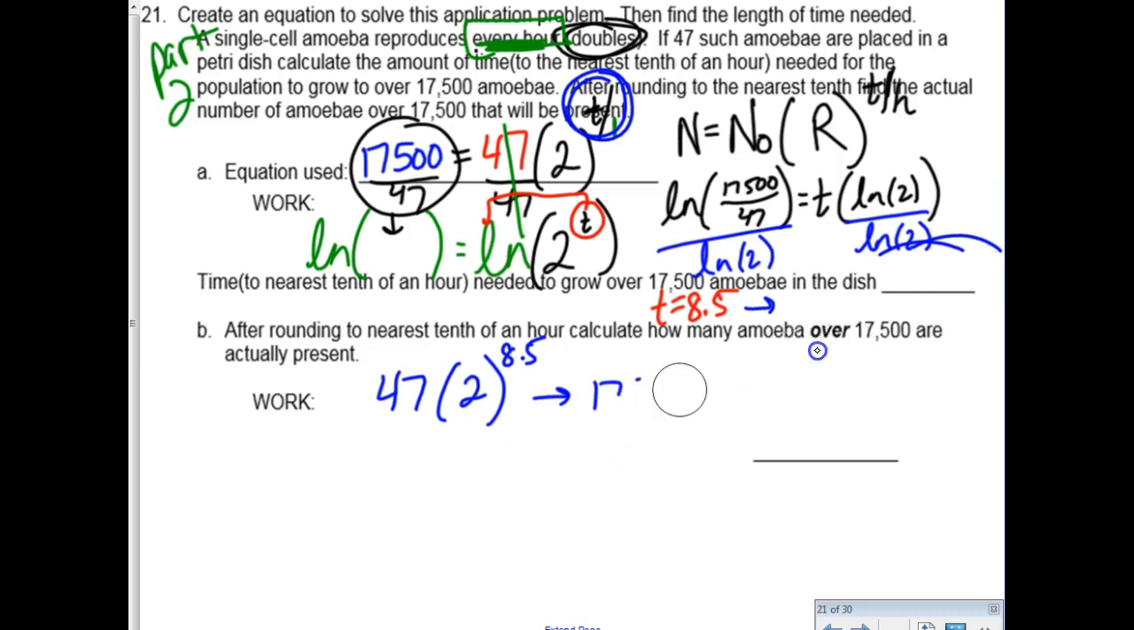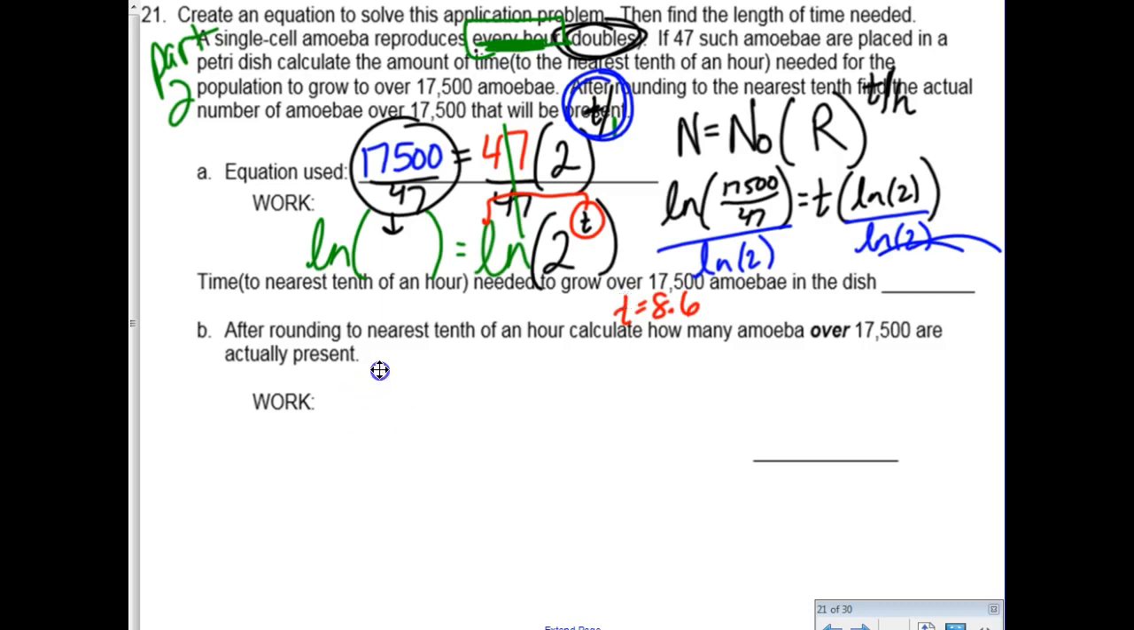Ah, for Pete's sake. Scrap all that. We didn't get to 17,500 yet. Alright, I gotta redo this question. So 8.5 doesn't work. So we need to round to 8.6. My bad. Alright. Well, I'm guessing 8.6. I don't really know. I'm gonna go type it on my calculator now.